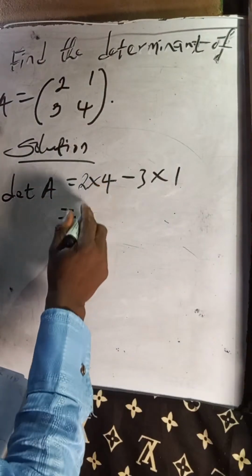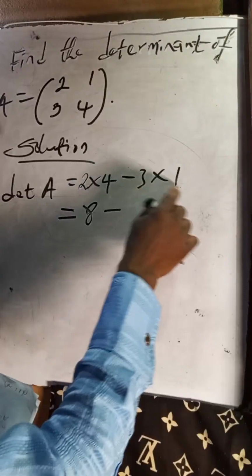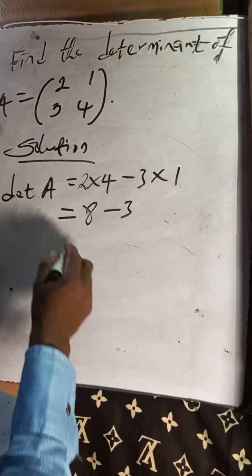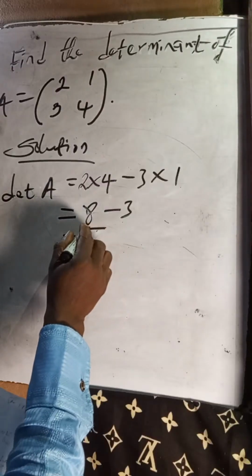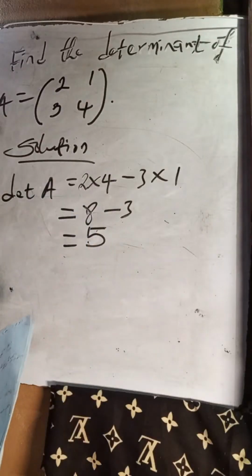2 times 4 is 8. 3 times 1 is 3. So the determinant is simply 5. That's what the determinant is.